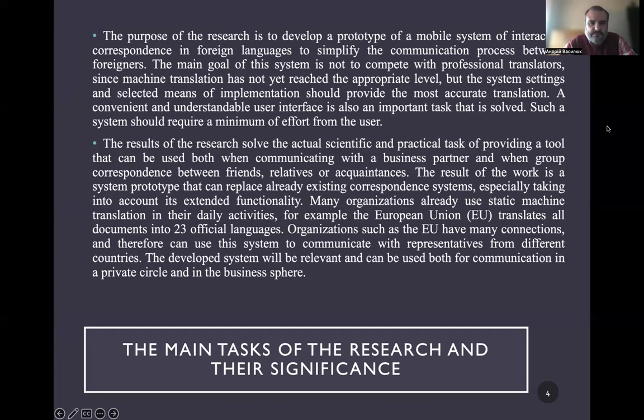The results of the research solve the actual scientific and practical task of providing a tool that can be used both when communicating with a business partner and when group correspondence between friends, relatives, or acquaintances.